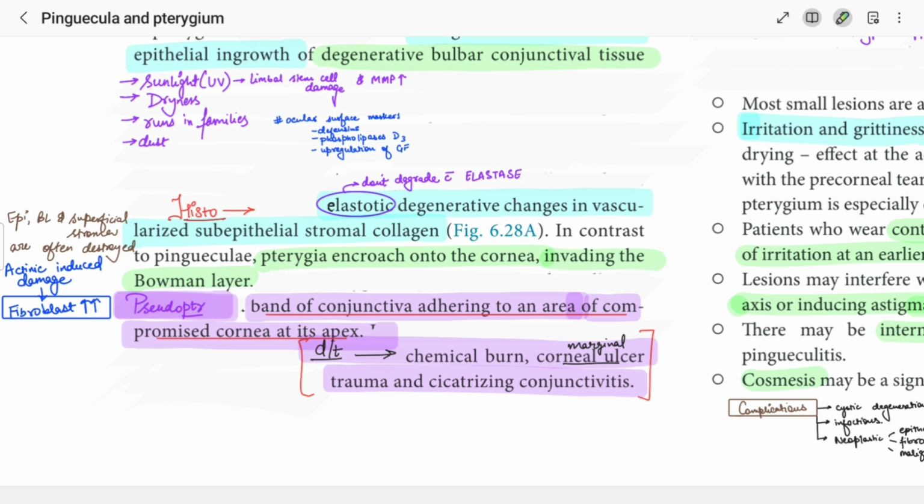An important differential diagnosis of pterygium is pseudopterygium. That is a band of conjunctiva that adheres to an area of compromised cornea at its apex. A pseudopterygium often occurs due to a chemical burn, a marginal corneal ulcer, trauma, or a cicatrizing conjunctivitis. Thus, when you see a mass resembling a pterygium, we should ask the patient about any form of trauma or chemical burn, which may lead to the development of pseudopterygium.